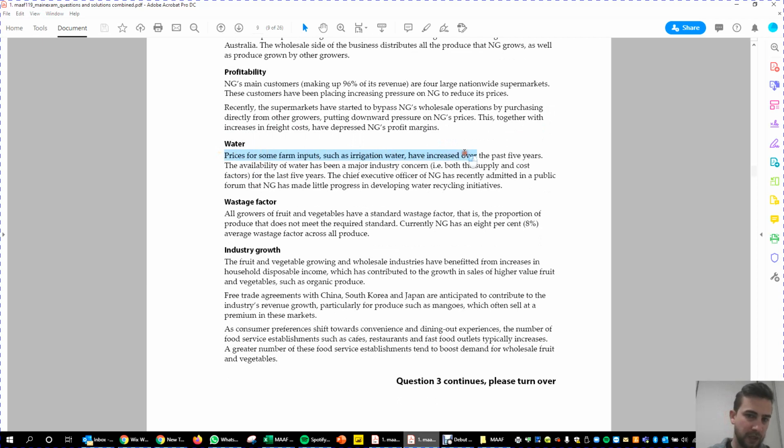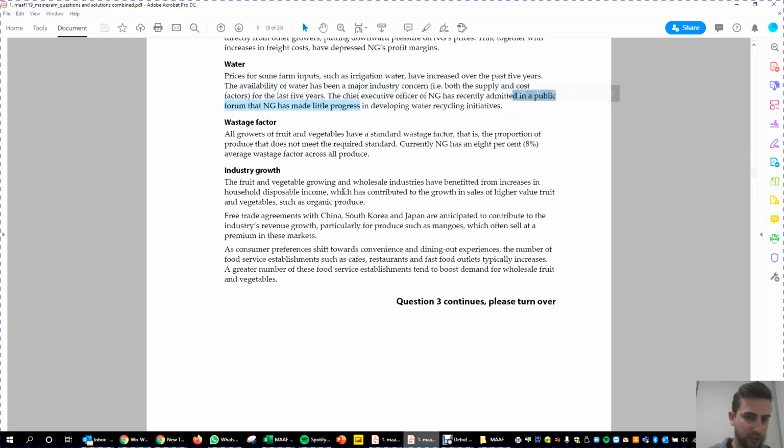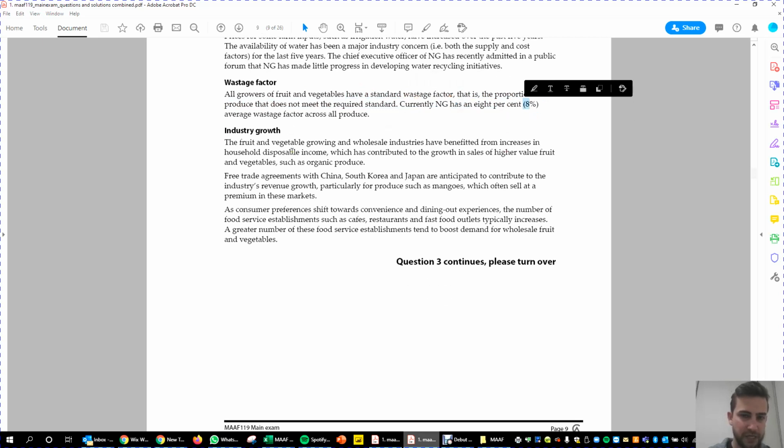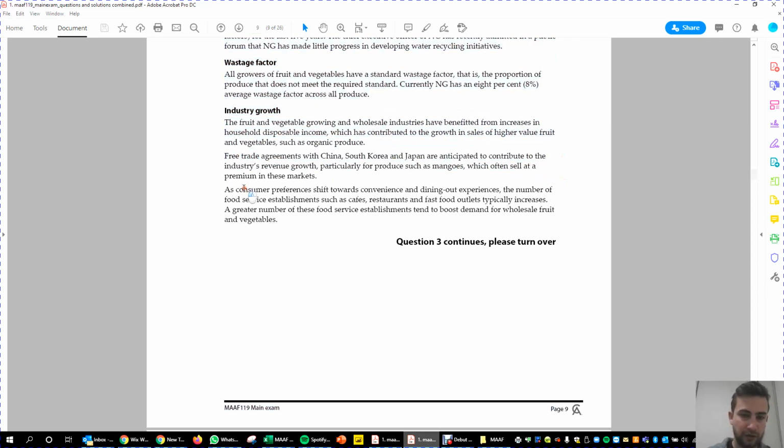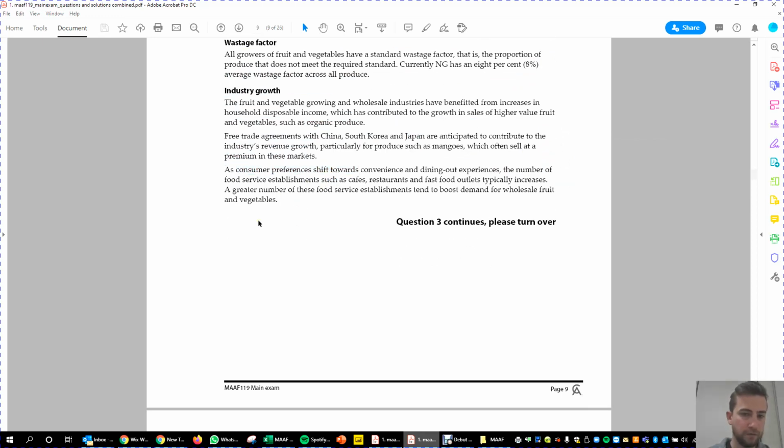So water is a key input as they're vegetable growers. The availability of water is a big concern, and the CEO has admitted recently that they've made little progress in developing water recycling initiatives. Wastage, because they're fruit and vegetable growers, they have a standard wastage factor, which is 8% for NG. Industry growth: over time the industry benefits from higher disposable income from free trade agreements, and the shift of consumer preferences towards eating out has actually boosted wholesale demand for fruit and vegetables.